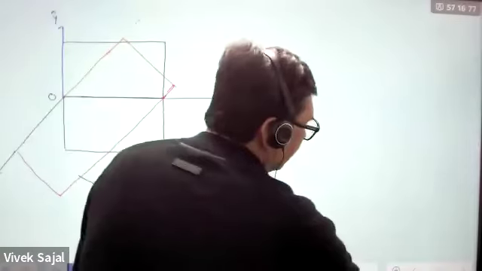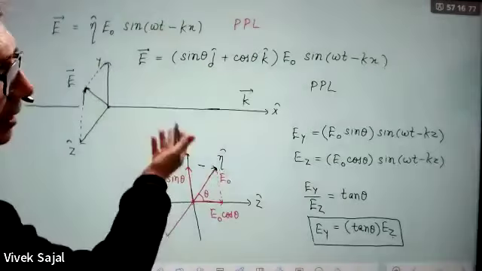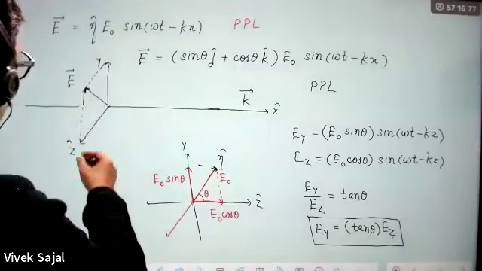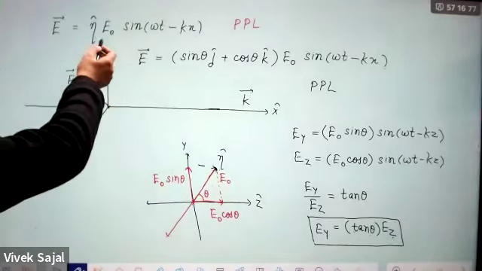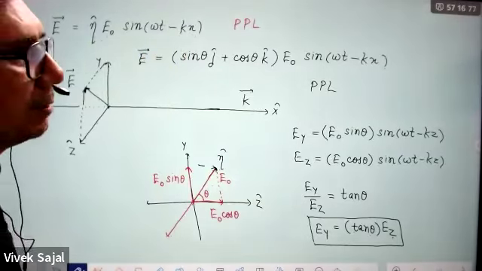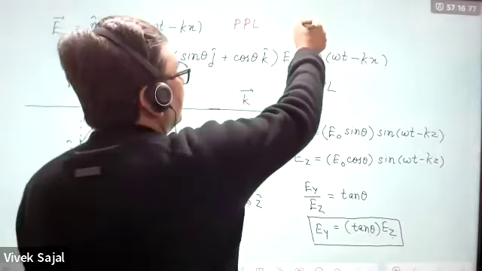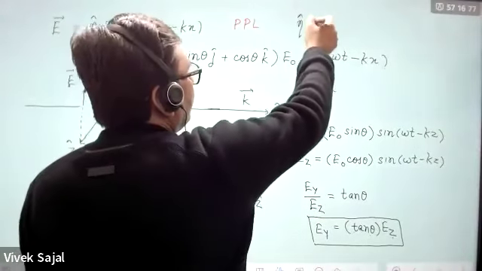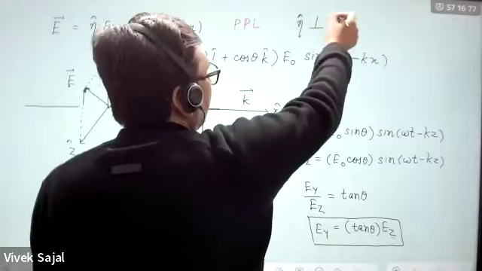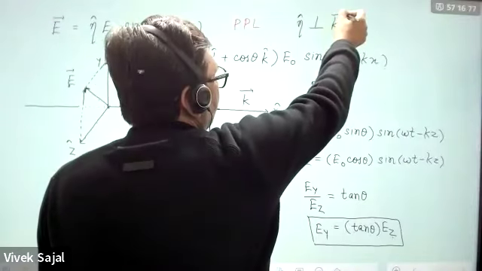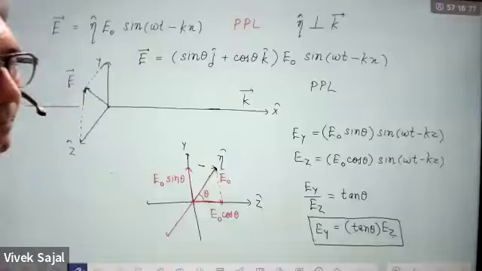Here, in this case, again I am showing you another example of plane polarized light where the electric vector is perpendicular to x cap. So eta cap here is perpendicular to the k vector.